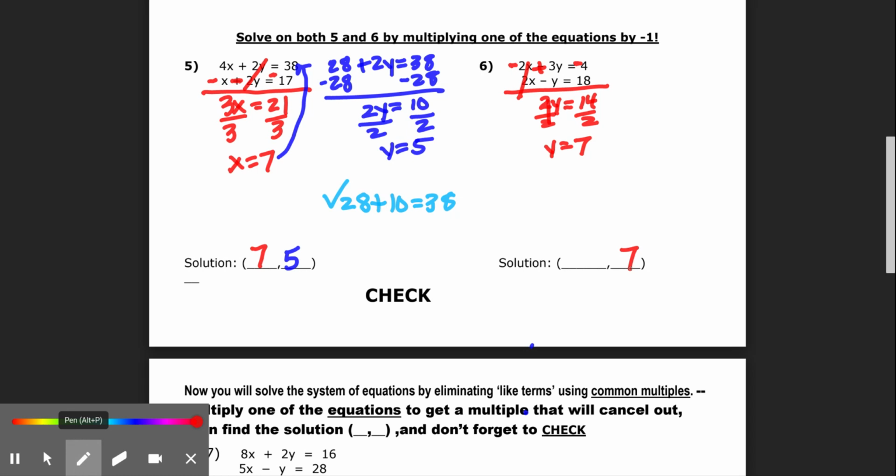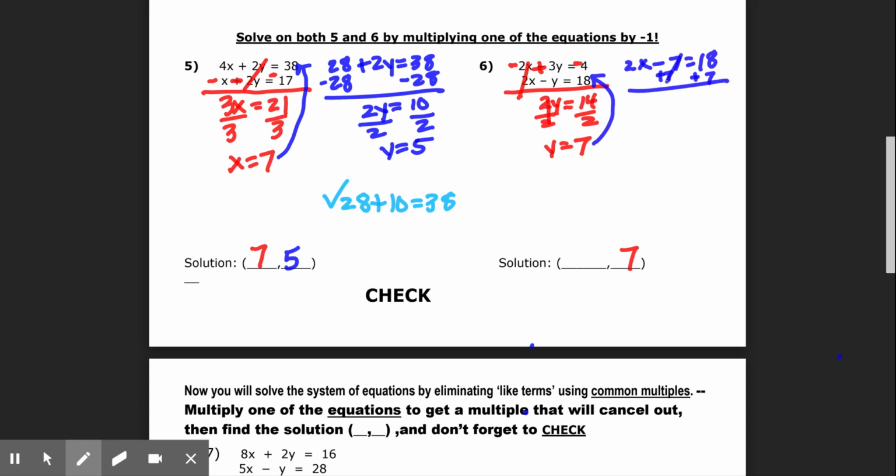All right, now I'm going to substitute here. So I'm going to put 7. Again, I changed the top equation. So I'm going to put the 7 in that bottom equation. So I'm going to have 2 times x is 2x minus, in place of y, I put 7 equals 18. Now it's just a two-step equation. We'll add 7 to both sides. So 2x is equal to 25. Divide by 2, and x is equal to 12.5.